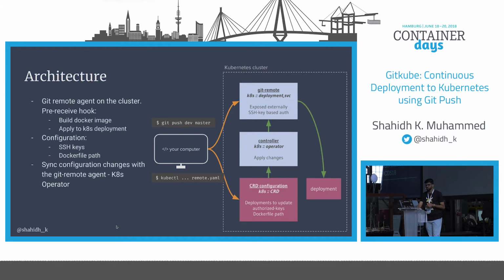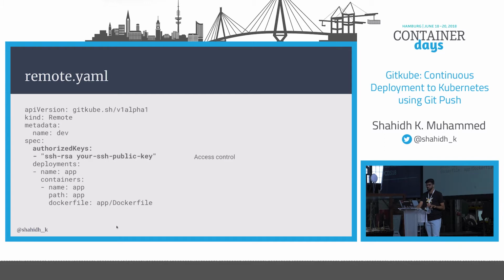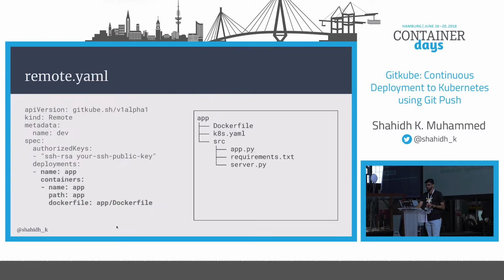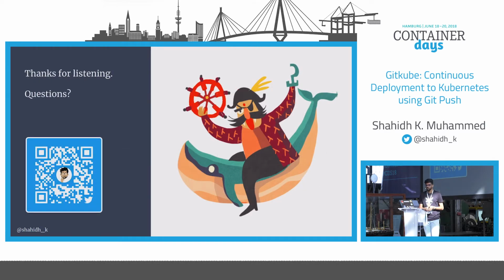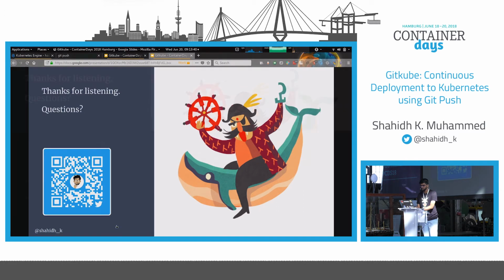So this is a very simple configuration, and this is the CRD, and this goes well with the pattern of CRDs and operators that Craig was talking about yesterday. And the permission is simple. It's just based on public keys. So check it out. Check out Gitkube. I don't think I have any time for questions. I have 2 minutes. So any questions?